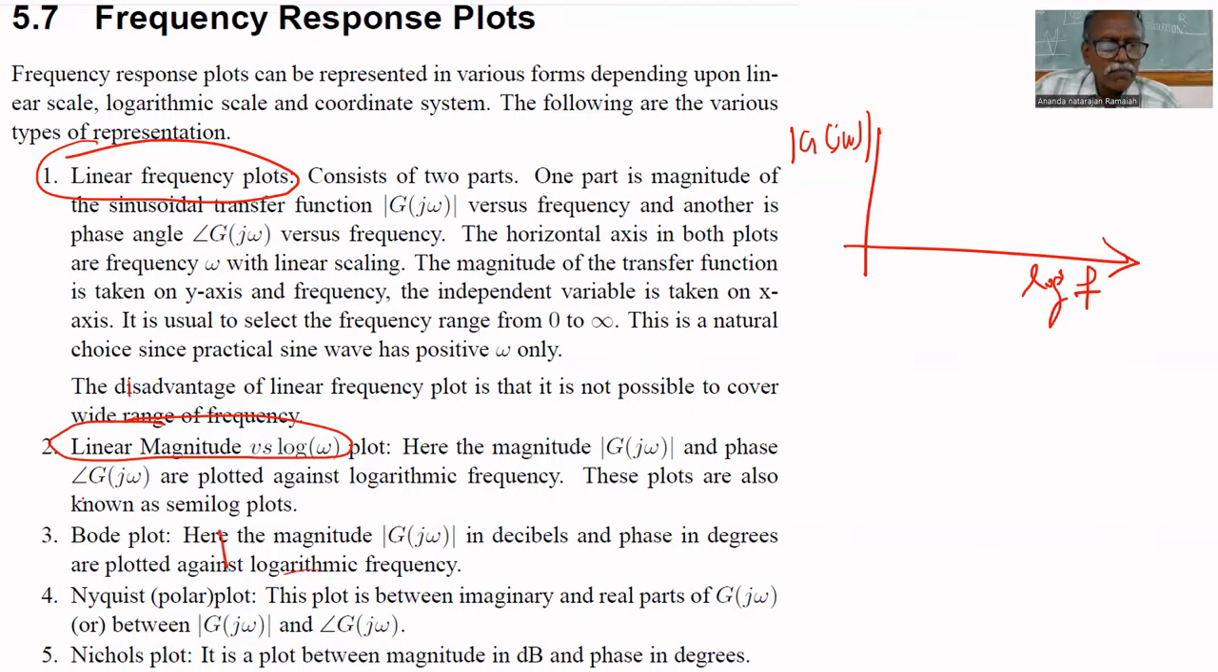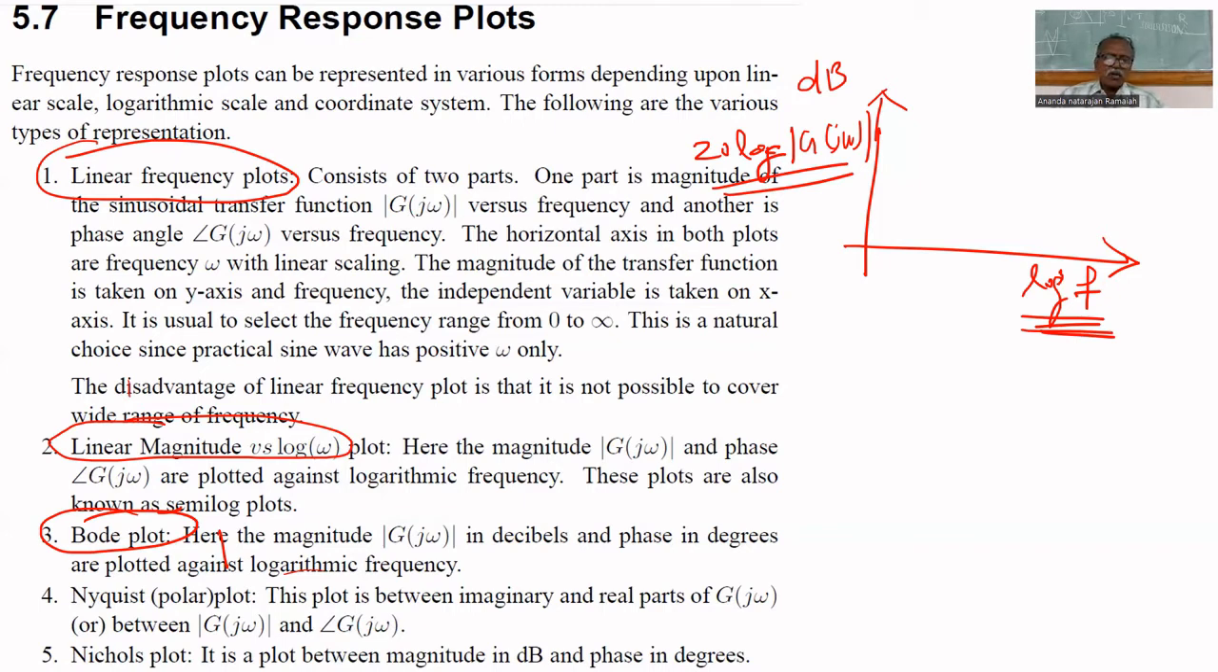The third one is called Bode plot, that we are going to learn. Bode plot means the x-axis is in logarithmic scale, and the y-axis is in decibel scale. G of j omega is taken as 20 log modulus of g of j omega, and that will be in decibel scale. So y-axis in decibel scale, x-axis in logarithmic scale, then it is called logarithmic plot or Bode plot.